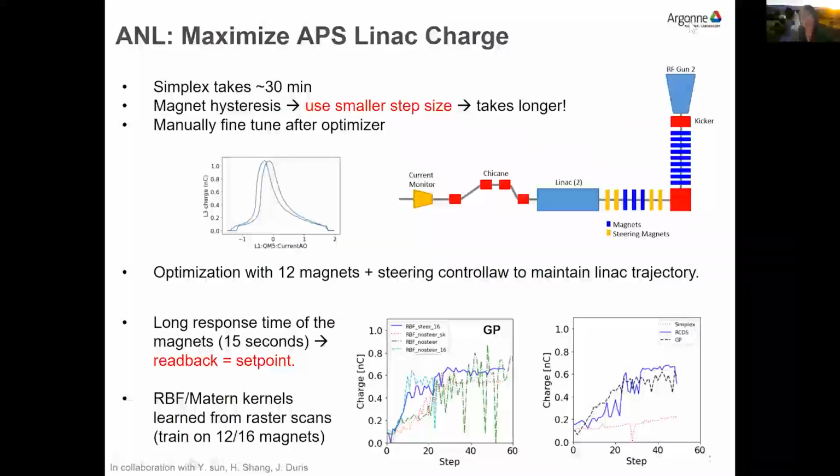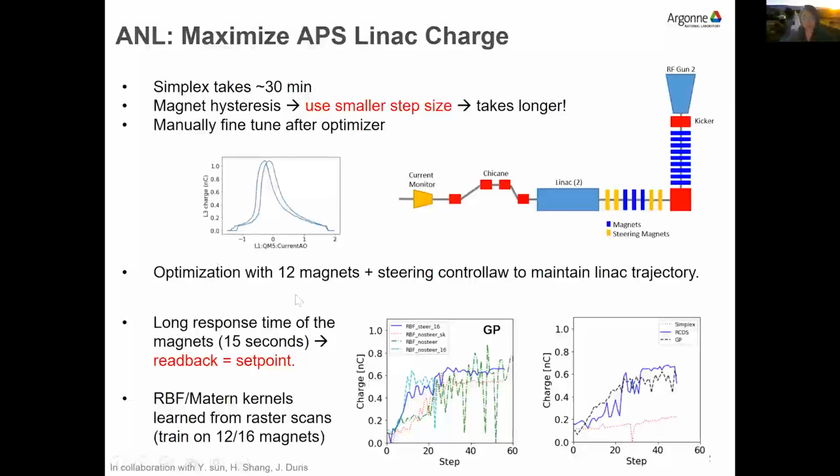Then we took this method and also applied it to ANL in maximizing the APS Linac charge. Typically, there are 16 magnets, shown here in blue, 4 of which are steering magnets. Using simplex, it usually takes 30 minutes. And because of the magnets' hysteresis, as you can see here, we need to use a smaller step size, so this takes even longer. Another solution is to manually fine-tune the charge after the optimizer.